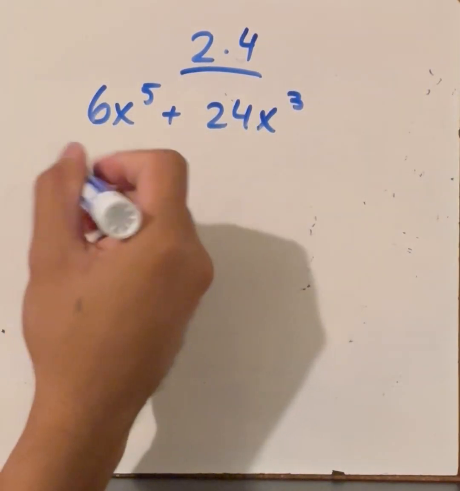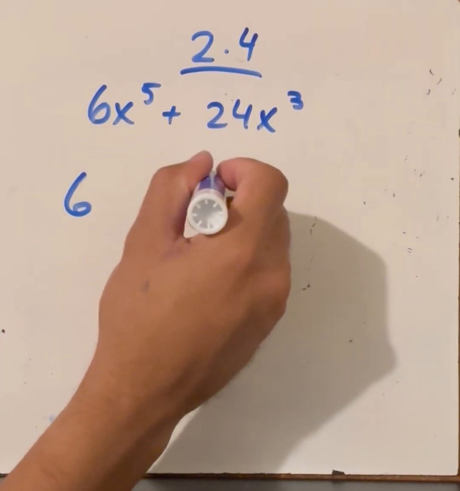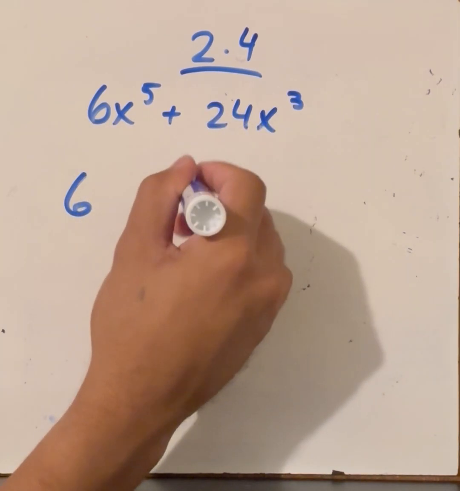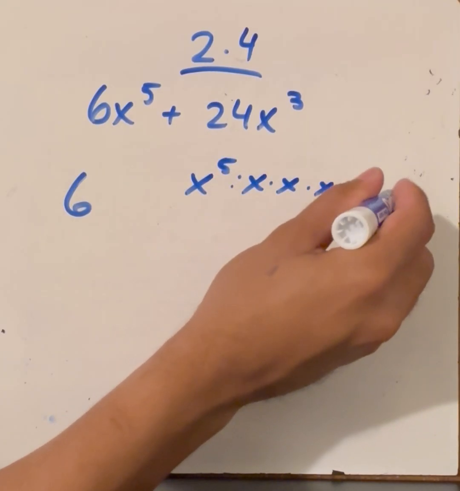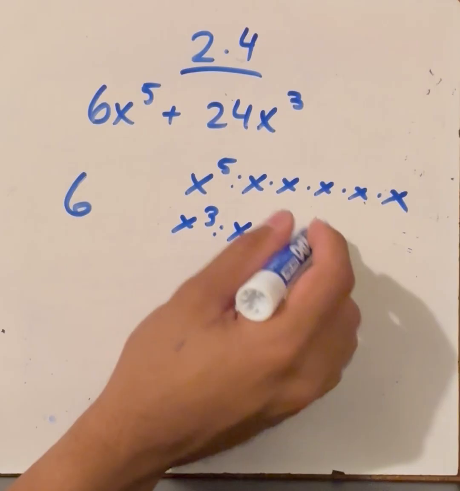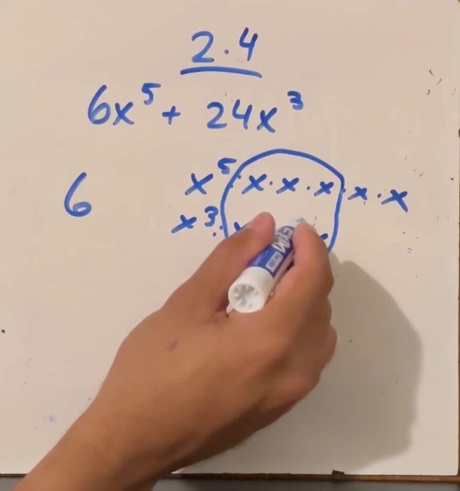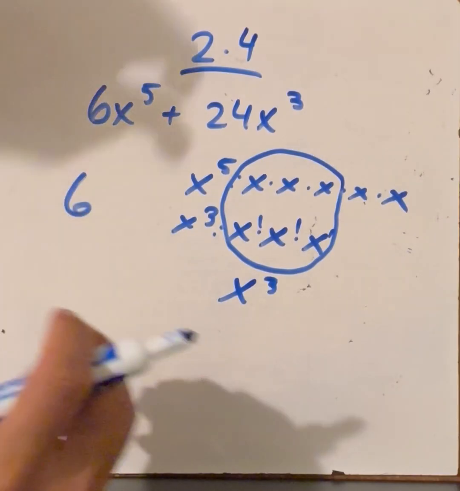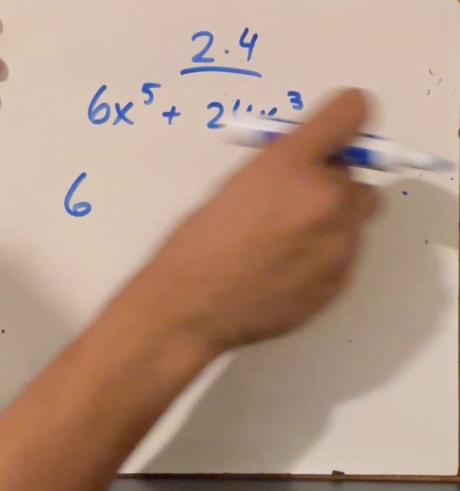Okay, so 6, and then out of x to the 5th and x to the 3rd, the highest number that they both have in common is 3, right? So x to the 5th is the same thing as x times x times x times x times x, right? 5 x's. And x to the 3rd is x times x times x. So how many x's do they have in common? These 3, right? So x times x times x, 1, 2, 3. So the highest number that they both have in common is the lowest number that either of them has, so x to the 3rd, we can take out of both of them.